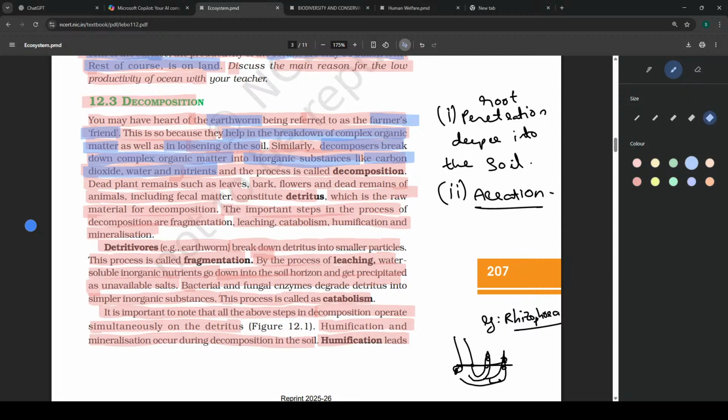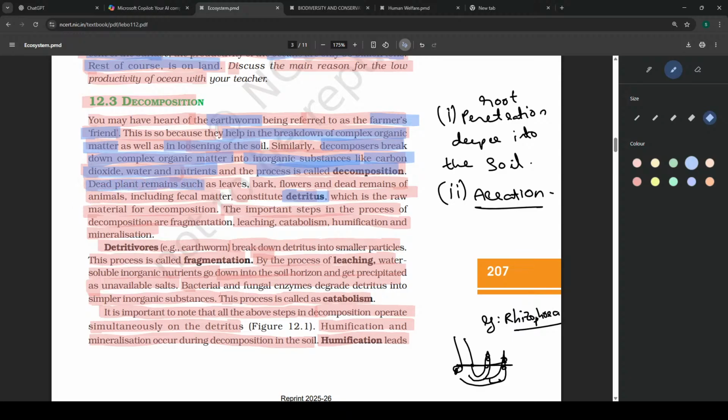What do decomposers do again? They break down complex organic matter into inorganic substances. They can be carbon dioxide, water, and nutrients, and this whole breaking down process is called decomposition. They gave something known as detritus, which is a term. And what does this term refer to?